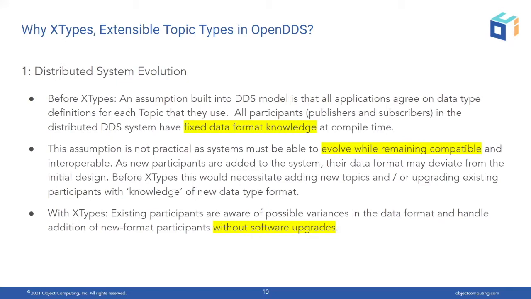There are at least 2 distinct scenarios when XTypes offers a solution to this problem. The first scenario is a distributed system evolution. As new participants are added to the system, their data format may deviate from the initial design. With XTypes, existing participants are aware of possible variances in the data format and handle addition of new format participants without software upgrades.